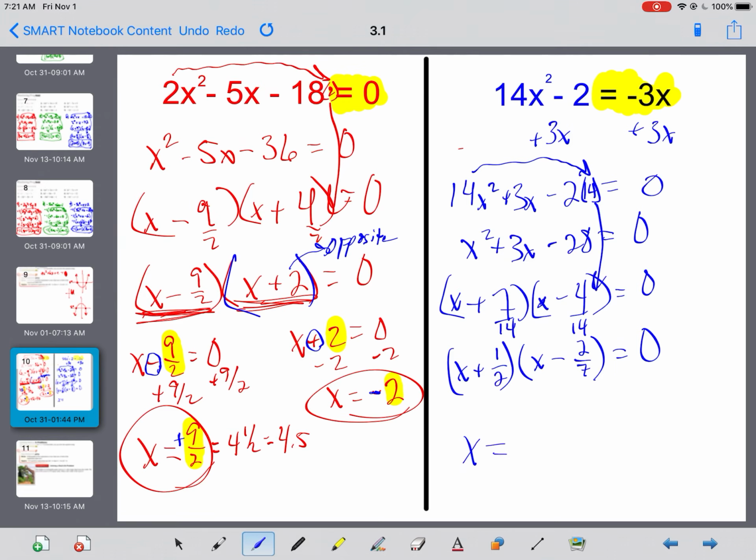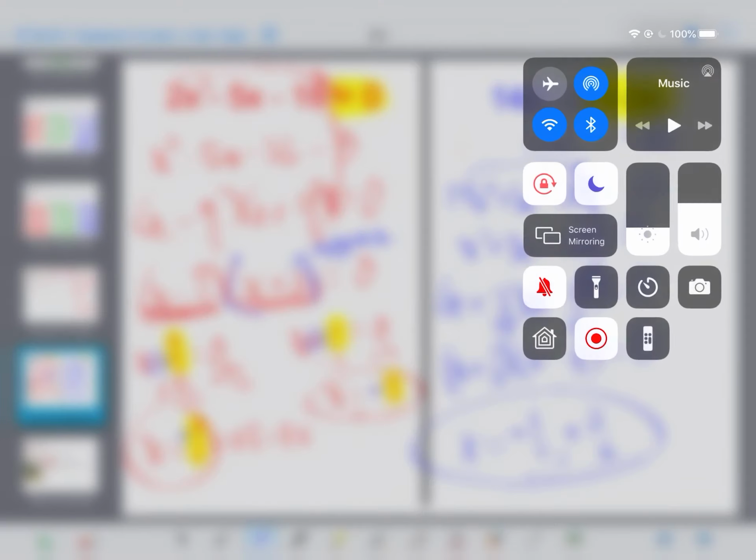So if we apply that over here, x has to be 2 things. It needs to change the sign to negative and bring out the 1/2, opposite out. Change the sign to positive and bring out the 2/7, opposite to get out. Boom, there are our answers. And that's how you solve a quadratic.